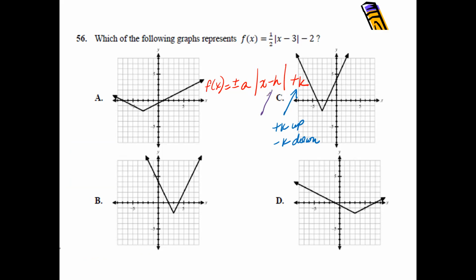Next one is the h. If it's a positive h, you go to the left. I know you're like, why left? Shouldn't it go to the right? No, it's to the left. It's opposite. If it's a negative h, you go to the right.